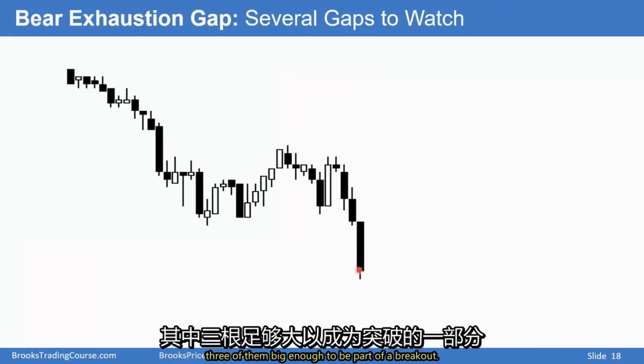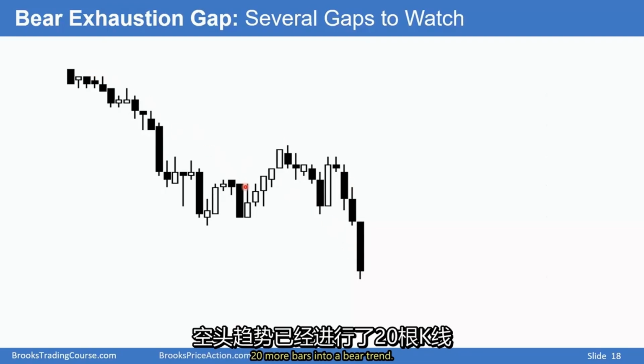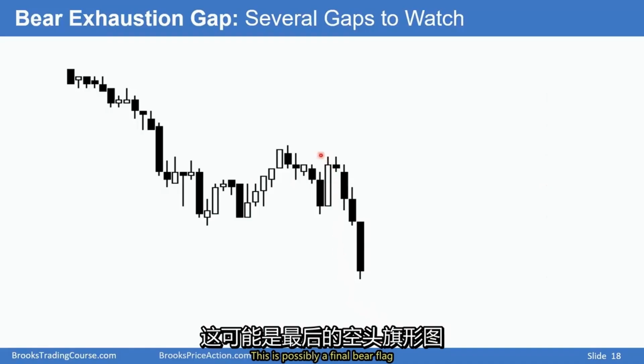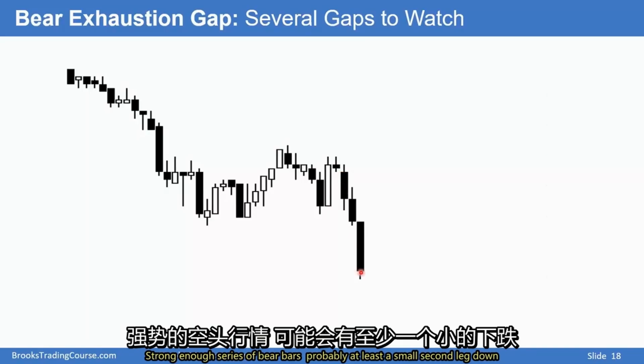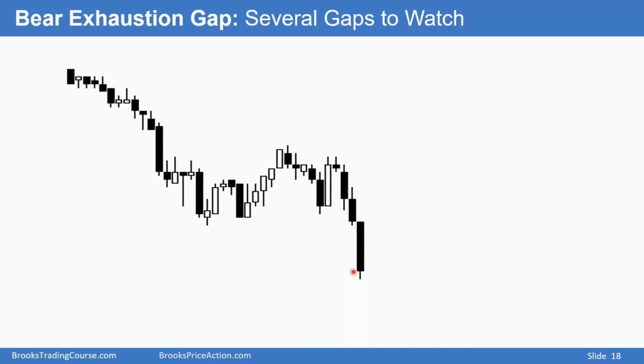Four consecutive bear bars, 3 of them big enough to be part of a breakout. The biggest breakout occurring late in a bear trend, 20 or more bars into a bear trend, more likely an exhaustive end of the trend than the start of an even stronger bear trend. This is possibly a final bear flag, a trading range late in a bear trend. The market might fall for about a measured move, which it has done already. Strong enough series of bear bars, probably at least a small second leg down, but if the follow through is bad, then probably an exhaustive end of the trend.